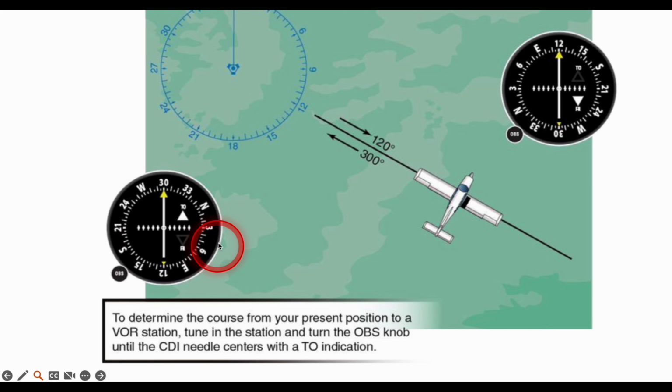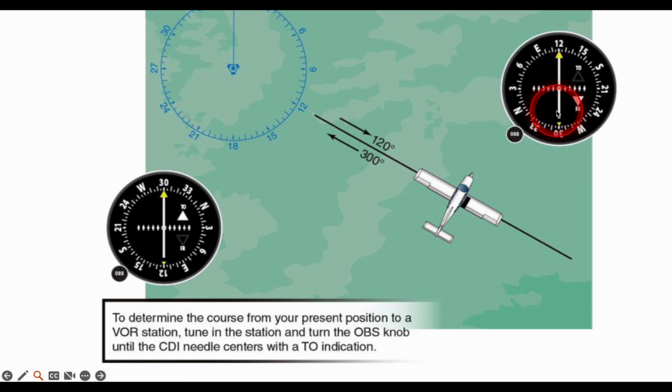So if we apply that to the CDI right here, this plane needs to fly 300 degrees as their heading, but they would be located on the 120 radial. So with a to flag, radial is always on bottom, heading is always on top.